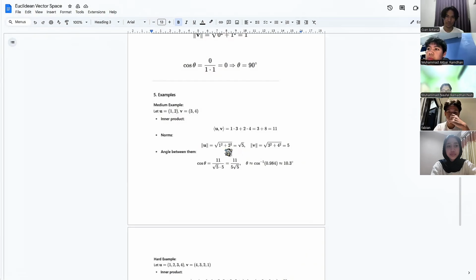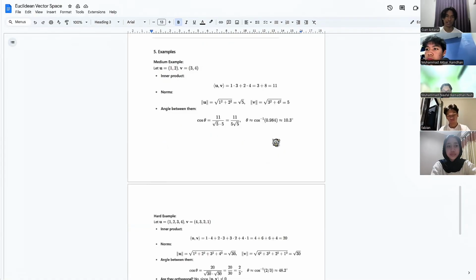We get 1 plus 4, and adding both, we get the norm of U, which is the square root of 5. For V, we do the same thing. The first is 3 squared plus 4 squared, which comes to 9 plus 16. 9 plus 16 is 25, and the square root of 25 is 5. So the norm of V is 5.